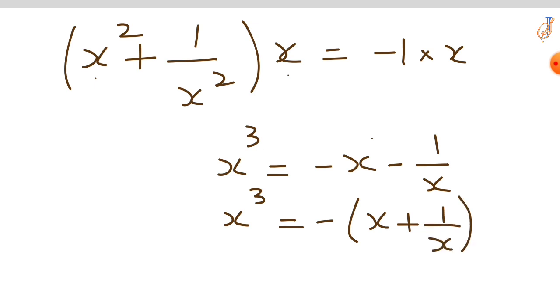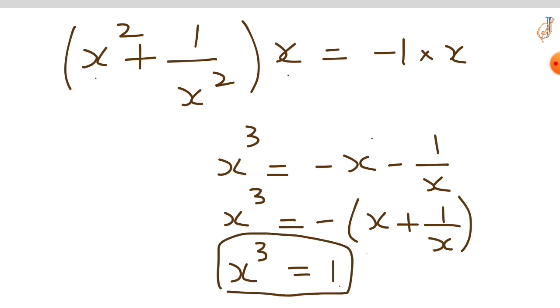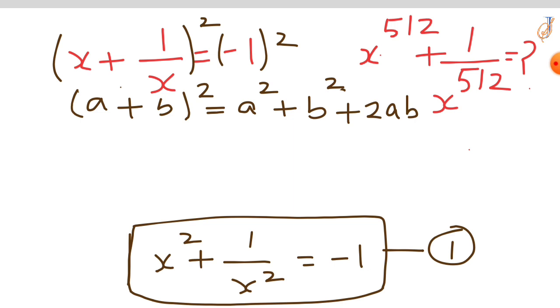X plus 1 over x is the given value, which is minus 1. So minus and minus is plus, and x power 3 is 1. After simplifying, we got x power 3 equal to 1, and also x power 2 plus 1 over x power 2 equal to minus 1. So we got two values.